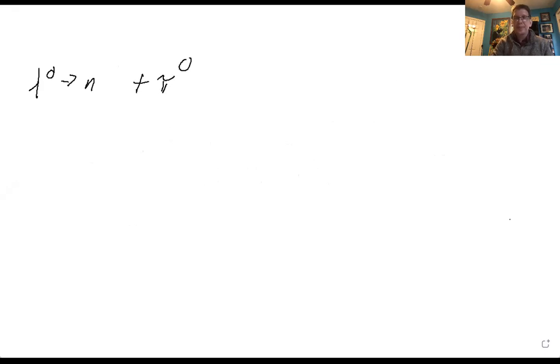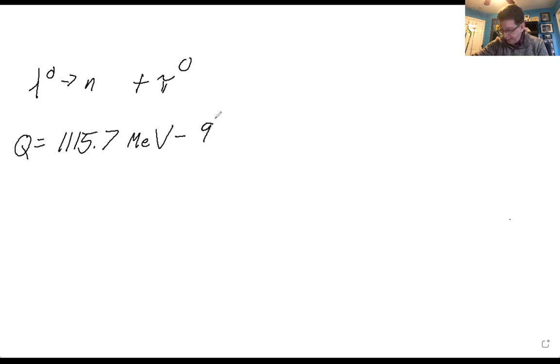And so for the lambda zero particle, we're asked how much energy is released. So Q is equal to the rest energy of the lambda zero particle, so that's 1115.7 mega electron volts, minus the rest energy of the neutron, which is 939.6 mega electron volts, and then minus the neutral pion, so 135.0.